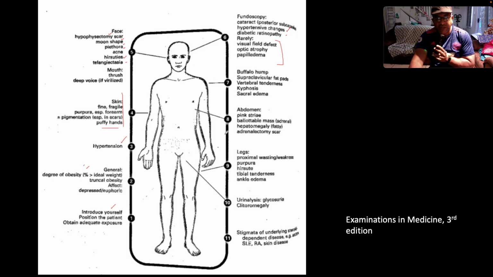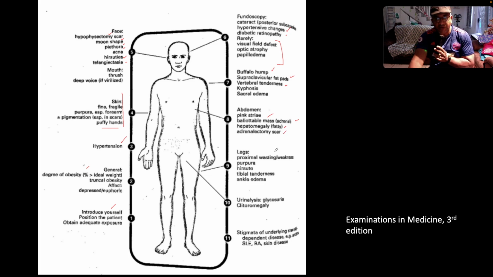Coming down now, just looking at the torso, what we can see is a buffalo hump, which is a dorsocervical fat pad. You may have supraclavicular fat pads, vertebral tenderness, because remember that Cushing's can cause osteoporosis, right? Kyphosis and sacral edema. In the abdomen, you have pink livid striae, at least 1 centimeter across, by definition. You may have a palpable mass, if that's the adrenals, albeit not that common. Hepatomegaly on the basis of fatty liver, and an adrenalectomy scar, if this was Cushing's syndrome which was surgically treated, right?